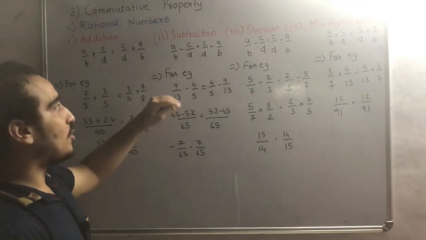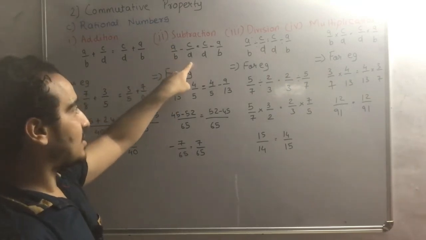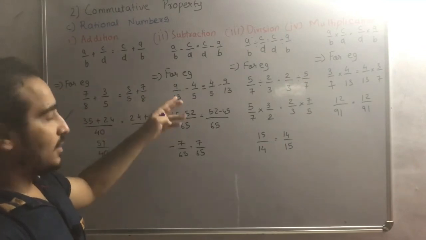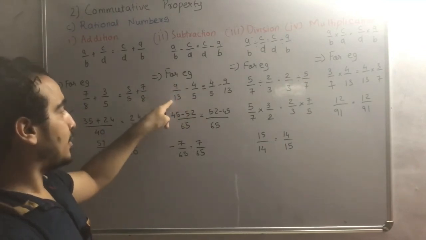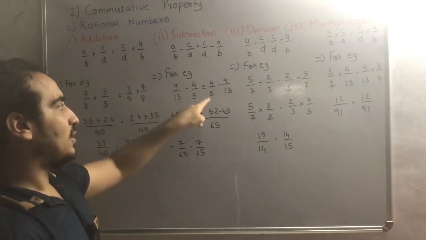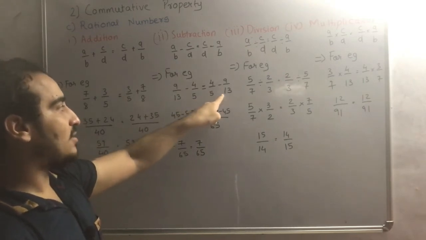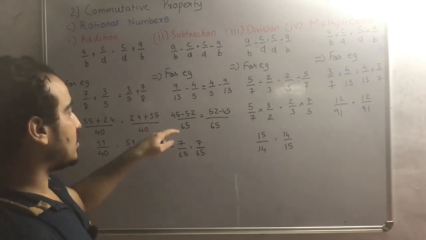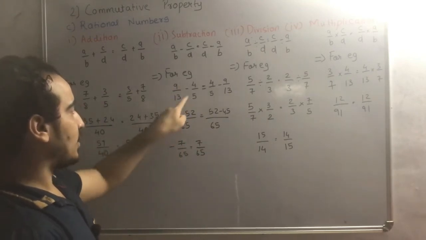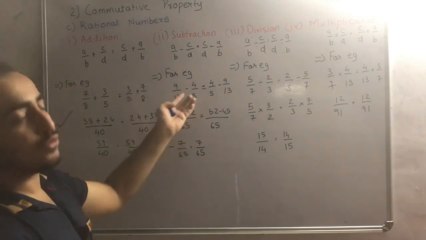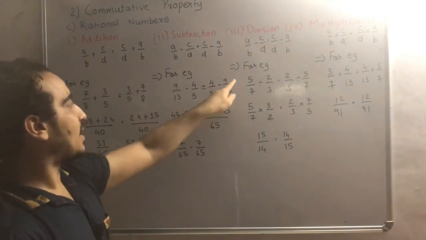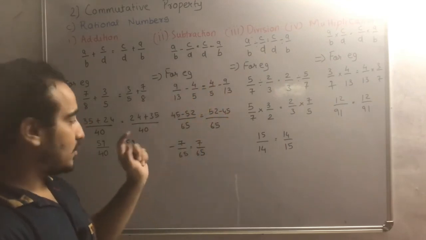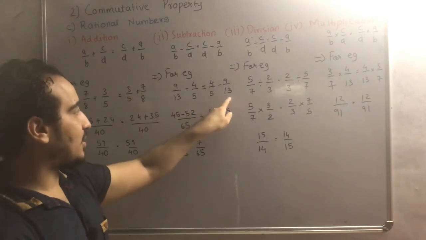Let's take an example of subtraction. A by B minus C by D equals C by D minus A by B. With an example we can see 9 by 13 minus 4 by 5 equals 4 by 5 minus 9 by 13. Again we will use the cross multiplication method. 9 5s are 45, 4 13s are 52, 5 9s are 45, 13 4s are 52, with the minus sign in between. Okay, 13 5s are 65, 5 13s are 65.